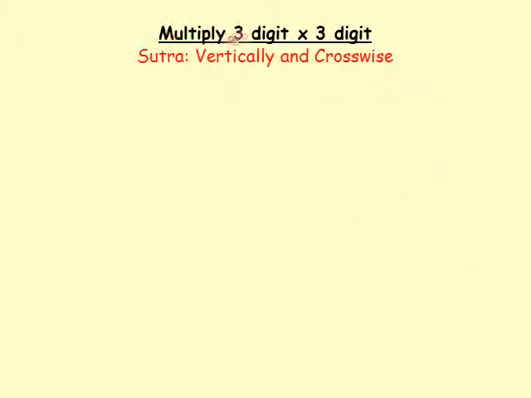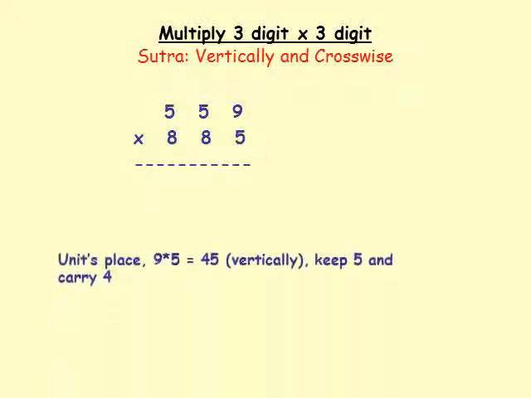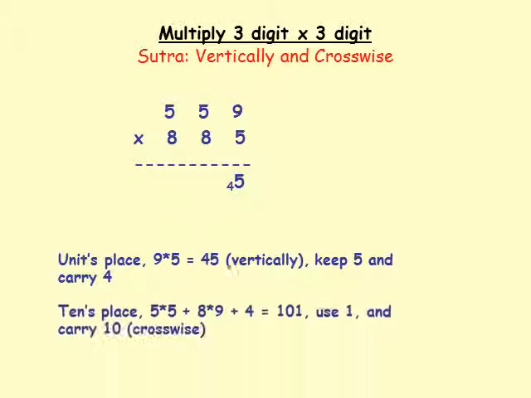Now we will do a 3-digit by 3-digit multiplication using vertically and crosswise. The example is 559 times 885. We will work from right to left. The units place is 9 times 5, which is 45, and this is vertically. We keep 5 and carry 4 to the next column. 5 is part of the answer, and 4 is my scratchpad number I need to use in the next column.